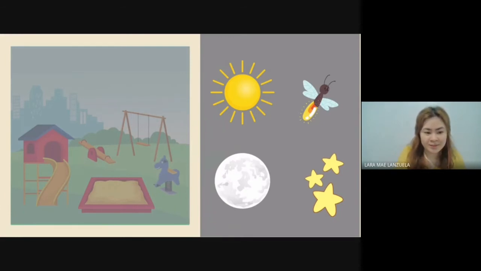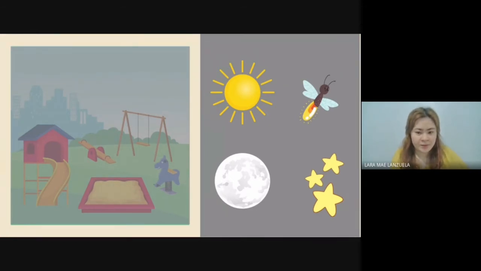1, 2, 3, 4, 5. Raise your boards in 3, 2, 1. Up! Cute drawing. Okay. Oh, nice. So you are all correct. Very good. So we have stars, the moon, and a firefly or fireflies to help us see in this dark night. Of course, the flashlight lamp can also help, but this one you can see only some pictures.